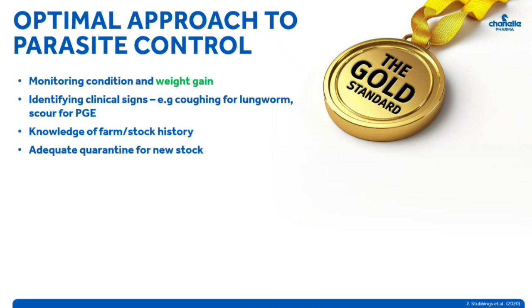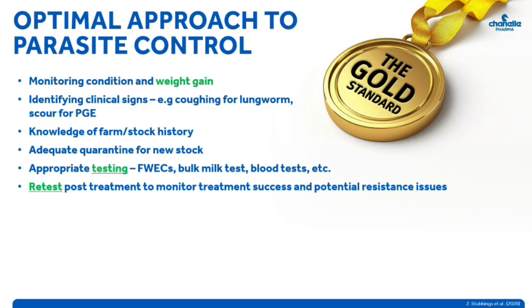We need to adequately quarantine new stock coming onto a premises and treat those appropriately. Prior to any treatments, testing should always be carried out. And that includes things like fecal worm egg counts, bulk milk ELISA tests, blood tests, etc. Based on the results of that testing, obviously we select the appropriate product to deal with the problem that we have on hand. But after treatment, it's important to retest and to monitor the treatment success, and also to identify any potential resistance issues.